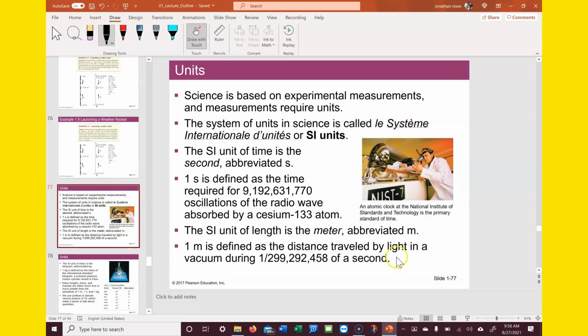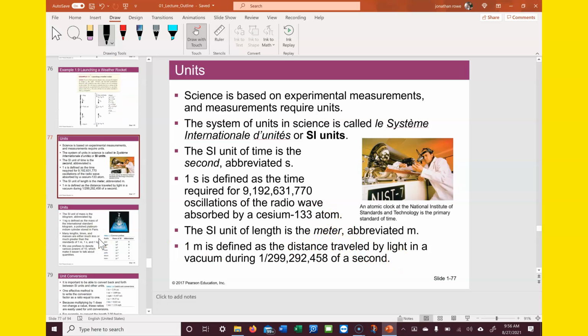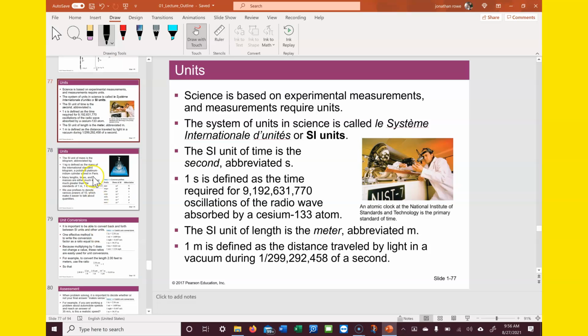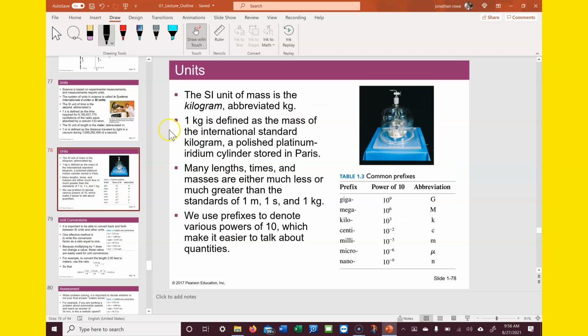And the speed of light was a good thing to use because it's constant. The speed of light is constant, but the most they had to say in a vacuum. So light's going to go the same distance every time a particular unit of time passes by. All right, more SI units.